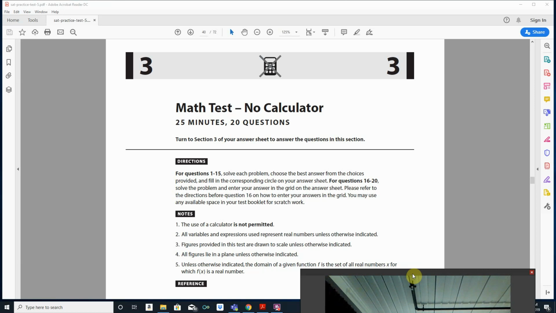So here the use of a calculator is not permitted. You can see this nice calculator drawing with a little X through it. And all variables and expressions used represent real numbers unless otherwise indicated. So if they say number, don't think integer, think real number. Or if they tell you that it is an imaginary number, then know that. Figures provided in this test are drawn to scale unless otherwise indicated, so you can trust them. Unless it says not drawn to scale, then that means they're messing with you. And unless otherwise indicated, the domain of a given function f is the set of all real numbers x for which f of x is a real number.